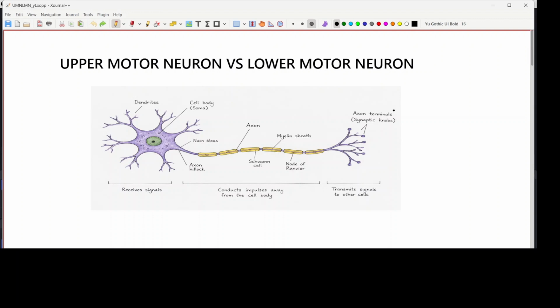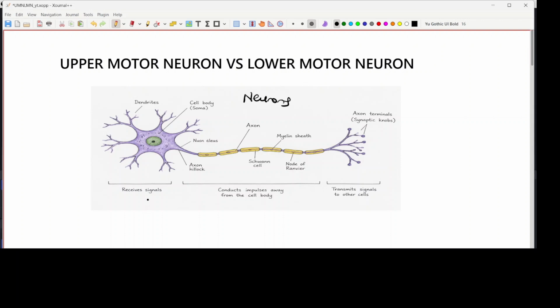Now, in order to perform these functions, the nervous system depends on specialized cells called neurons. This is the diagram of a neuron, and a neuron is a nerve cell that receives, processes, and transmits information using electrical and chemical signals.